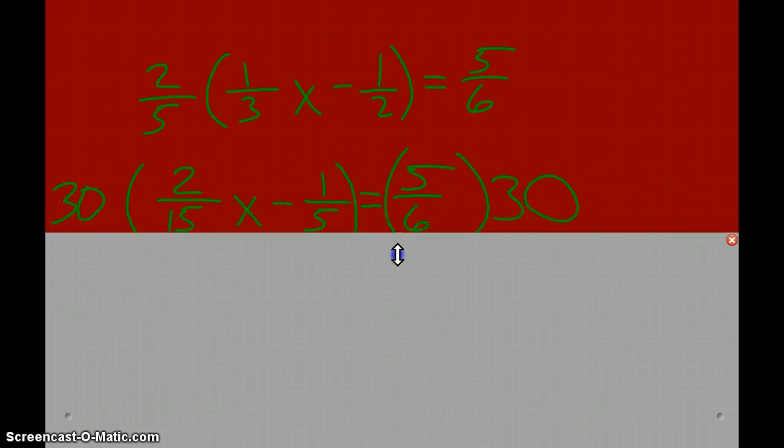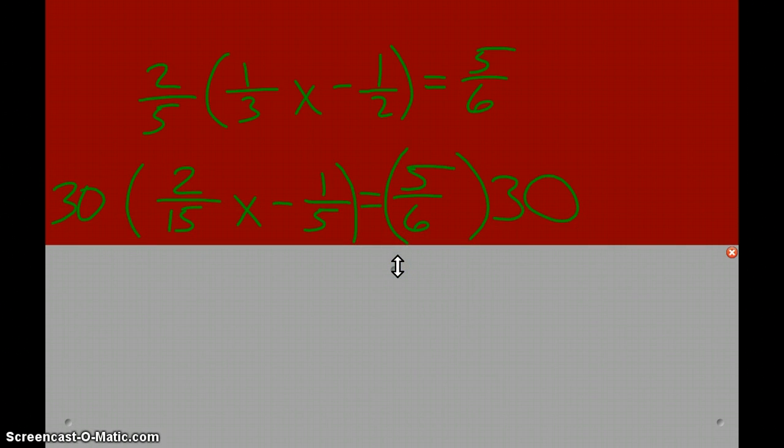So we do 2/5 times 1/3, which gives us 2/15. 2/5 times 1/2 is 1/5. And we still have the 5/6 on the right side. As you can see, I already went ahead and found the common denominator of 30. We're going to multiply both sides of the equation by 30. That again will eliminate the fractions from the problem.